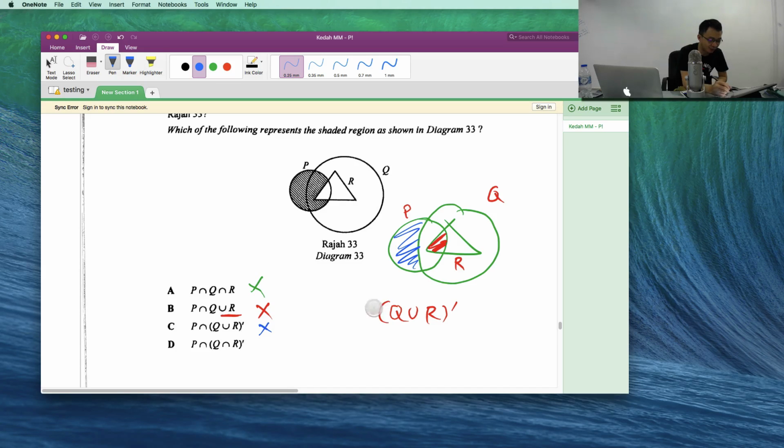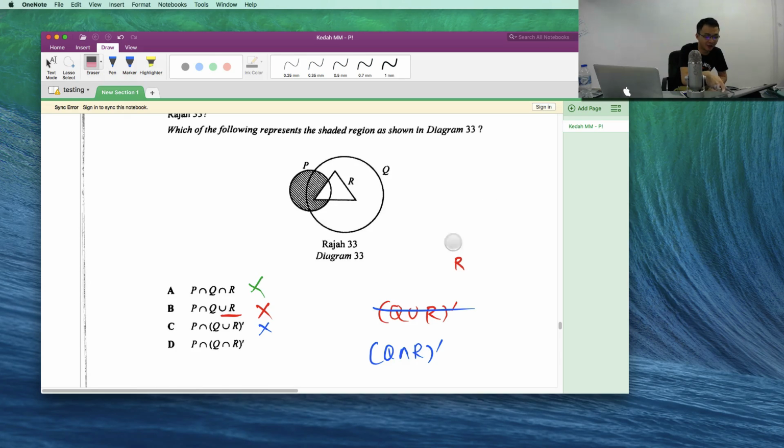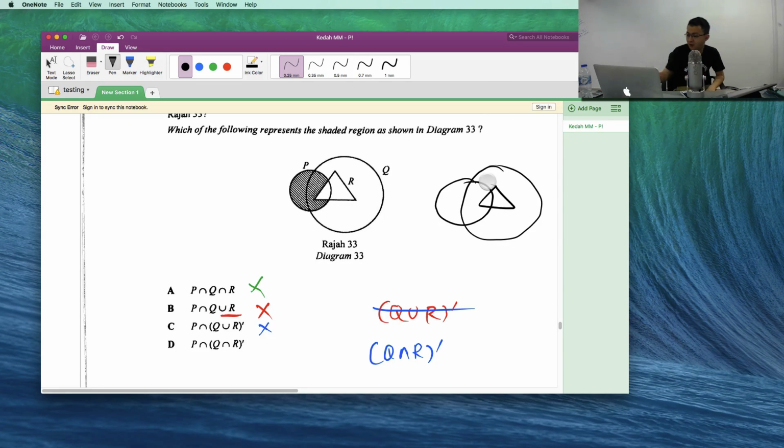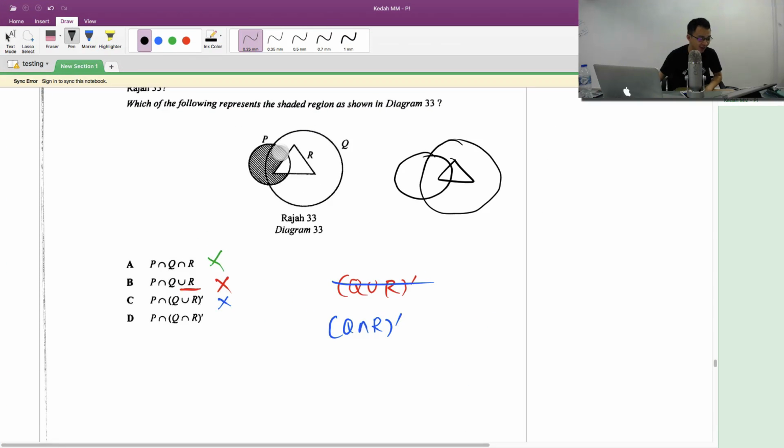So the last one, Q intersect R complement. Okay, let me sketch this one. I'm pretty sure it's the last one, but I just want to draw it out. Oh, actually I forgot to jump to full screen. I just realized it.